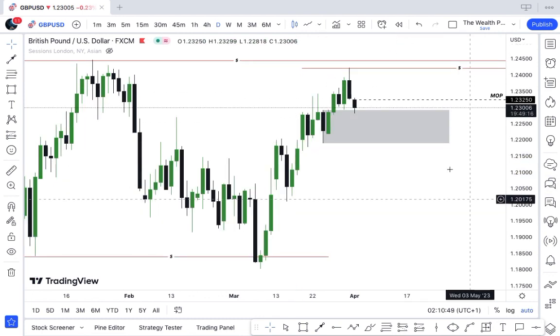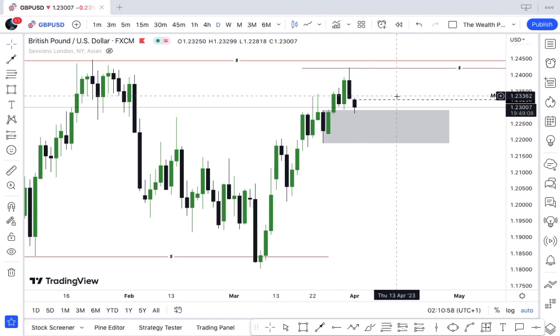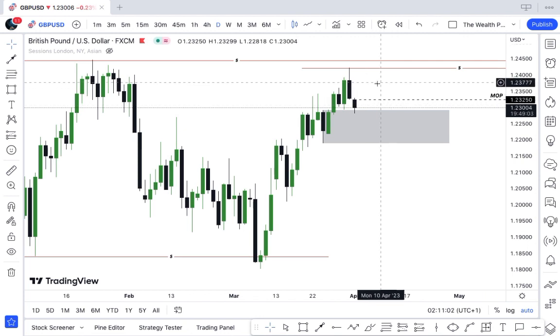And so we have this particular candlestick here, this particular bar here, signifying both the monthly opening price and the weekly opening price, and so it's also going to serve as the daily opening price, not the New York midnight opening price. The New York midnight opening price happens later in the day.